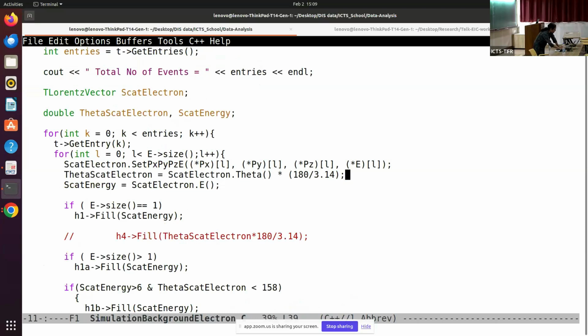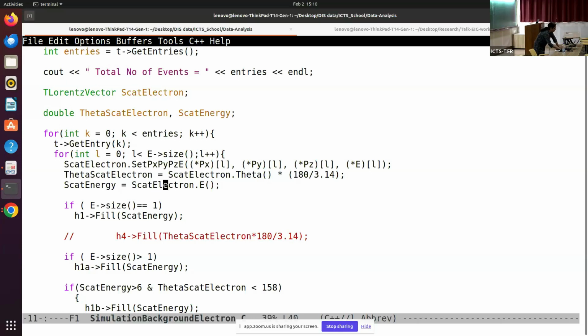Now, instead of using theta directly, I have not used the theta information from the ROOT file anywhere. What I claimed is that TLorentzVector is good enough to do whatever study you want with that particle. Once you have the four-vector, you have all the information except the charge status. This scat_electron is your TLorentzVector for the scattered electron. It is ready; I have given all the three-momentum and energy information.